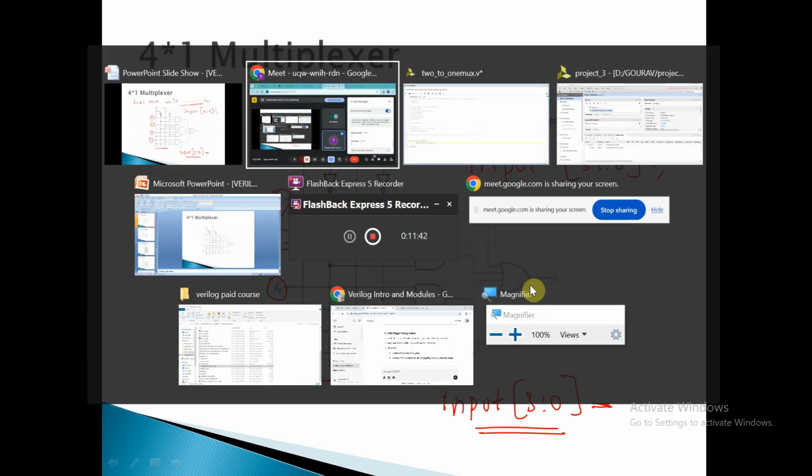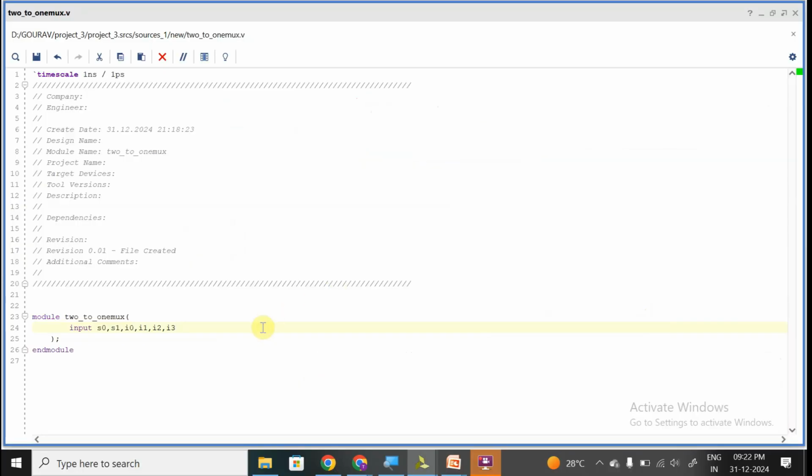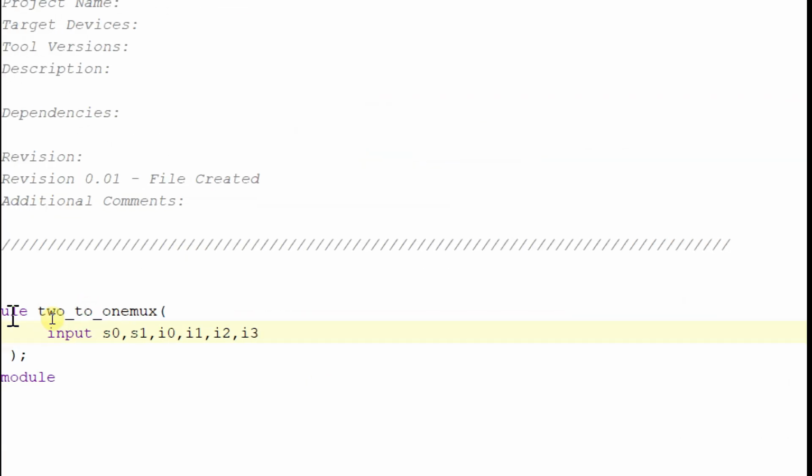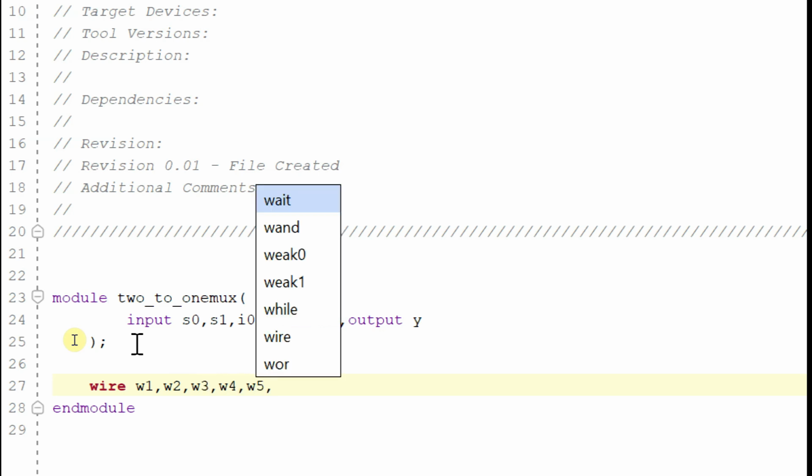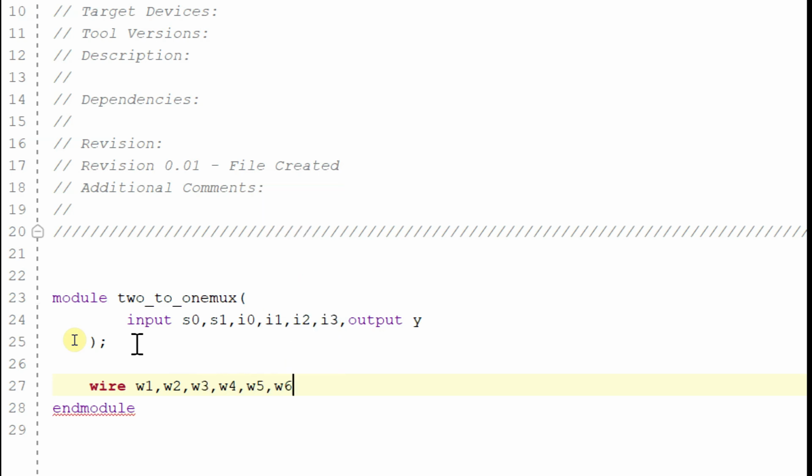Can everyone try this? So these are my inputs, and coming to my outputs, how many outputs do I have? Only one output. Okay, so these are my inputs and outputs. Now I have to declare 6 wires: wire W1, W2, W3, W4, W5, W6. Okay, so these are my wires.